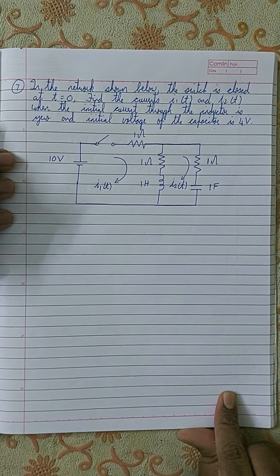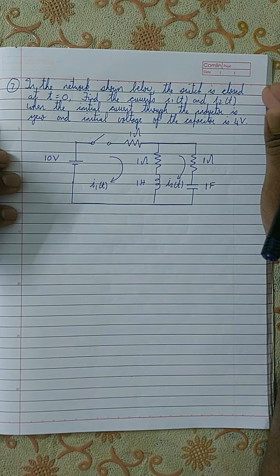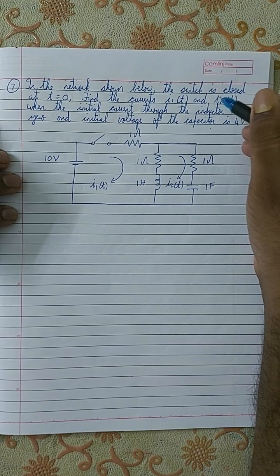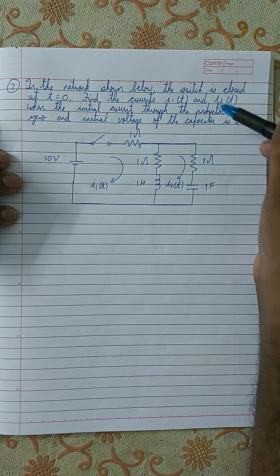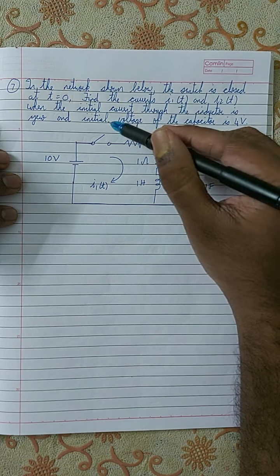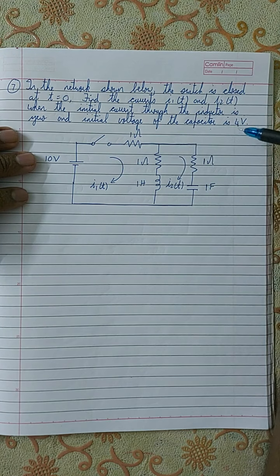So hi students, let's do one more question on this in this chapter. Here the question is: in the network shown below, the switch is closed at t equal to 0. Find the currents I1 of t and I2 of t when the initial current through the inductor is 0 and the initial voltage of the capacitor is 4 volt.